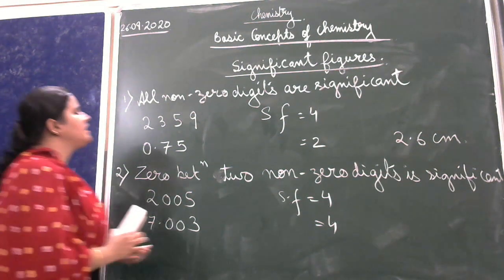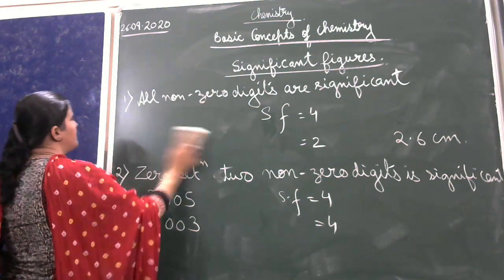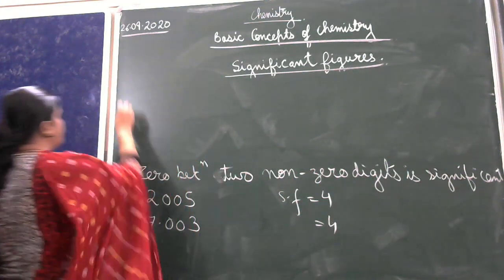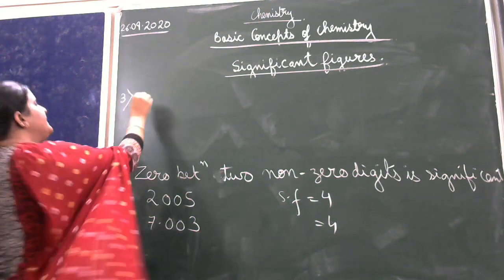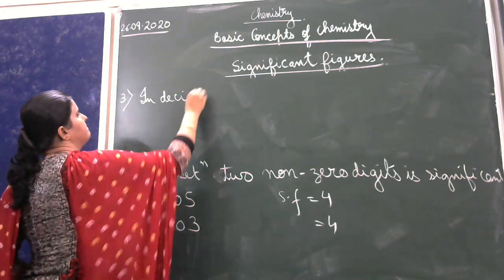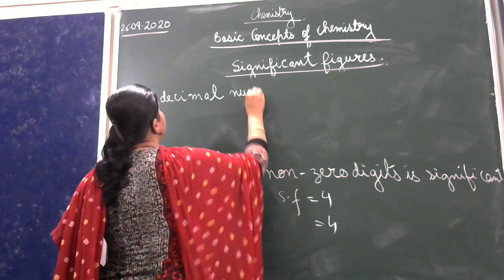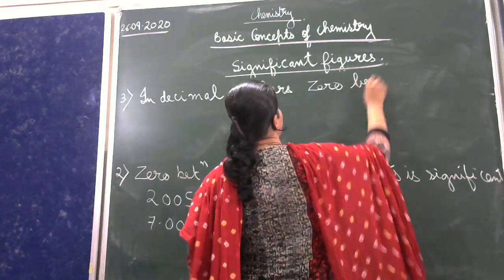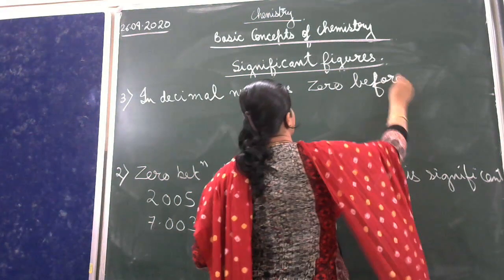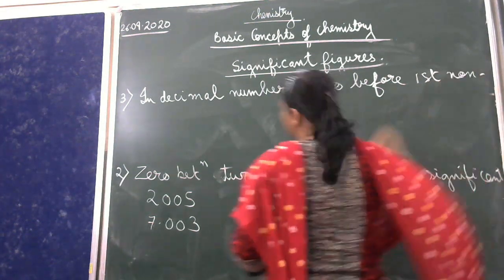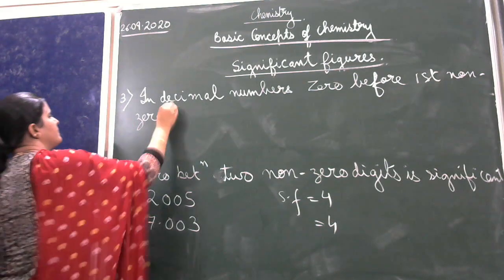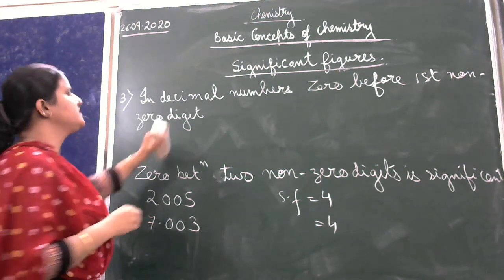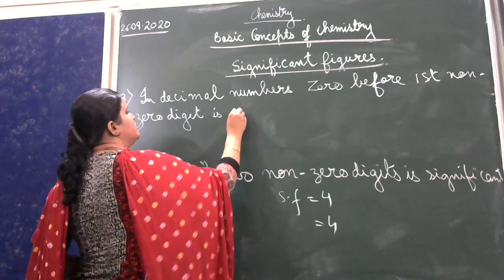Then, what does the third rule say? Now, third rule says, in decimal numbers, zero before the first non-zero digit is not significant. Now we have come to decimal numbers.